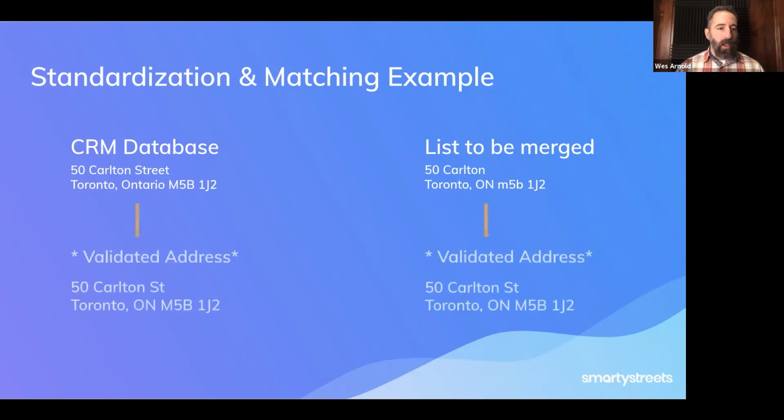So by running these lists through our standardization and our validation, you can get validated addresses. So Smarty's Streets knows that, hey, 50 Carlton Street should be standardized as 50 Carlton ST. On the right, 50 Carlton that's just missing the street is 50 Carlton Street. And now you have a direct match, makes it easy. And so you can avoid duplicates in your lists.